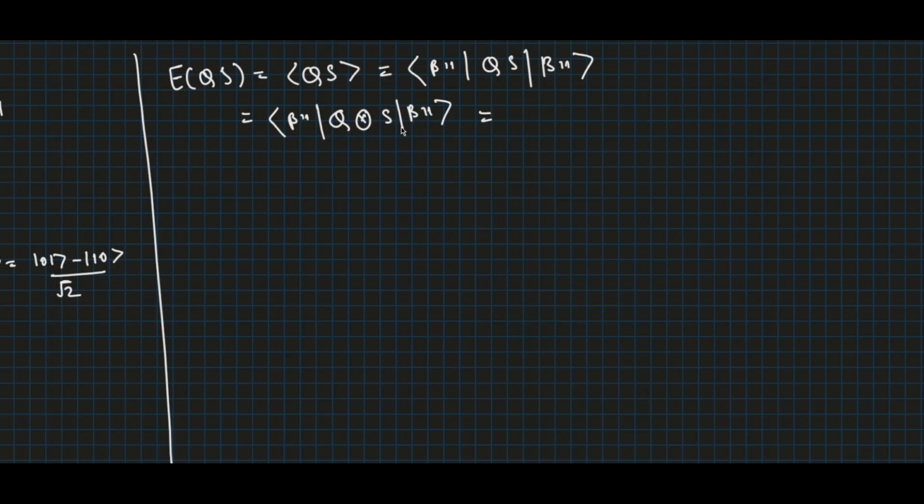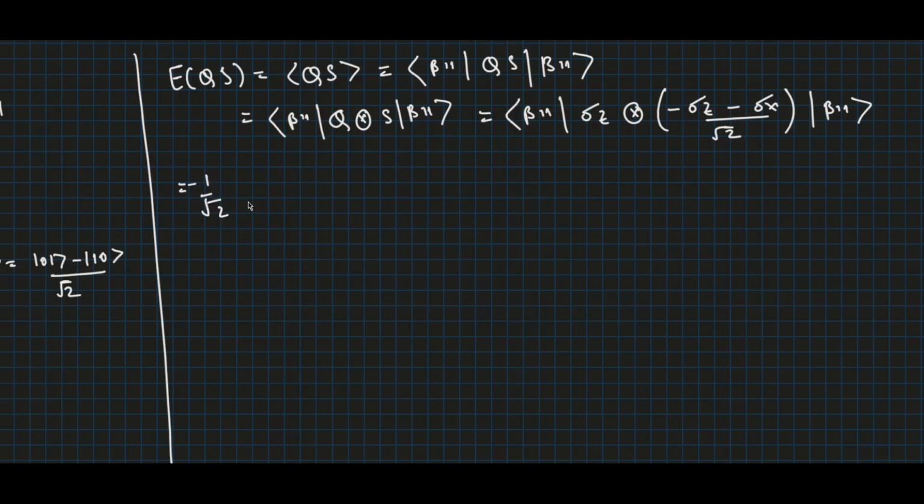So putting the value of Q and S, we can write this as β11 Q S β11, where Q is Z1, which is a Pauli Z gate, σZ tensor product, and S was (−Z2 − X2)/√2, which is (−σZ − σX)/√2, into β11. So let's take the minus sign and √2 common outside, which would be equal to −1/√2 times [β11 σZ ⊗ σZ β11 plus β11 σZ ⊗ σX β11].